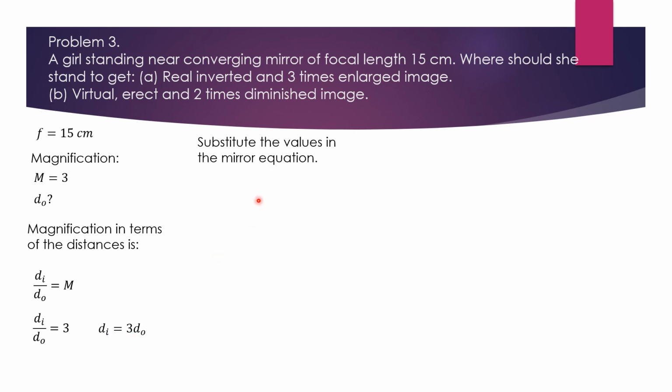Now substitute the values in the mirror equation. 1 over f is equal to 1 over do plus 1 over di. Here I substitute the values as f is equal to 15, do I need to find, plus 1 over 3 do, I substitute for di from here. Now 1 over 15 is equal to 1 plus 3 over 3 do, which makes it 1 over 15 is equal to 4 over 3 do. I need to find this do.